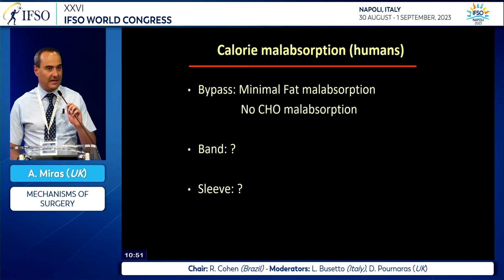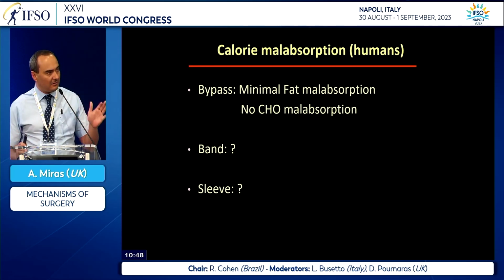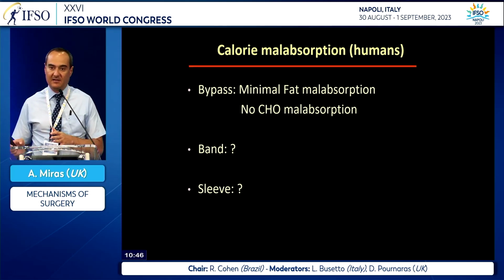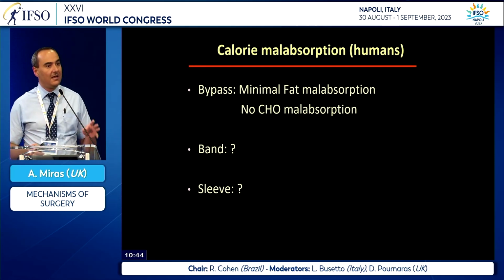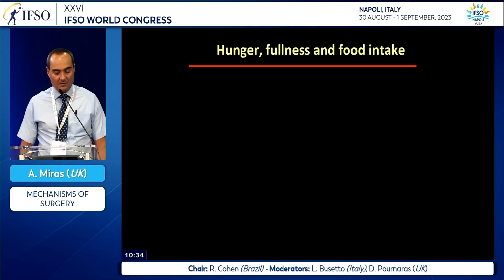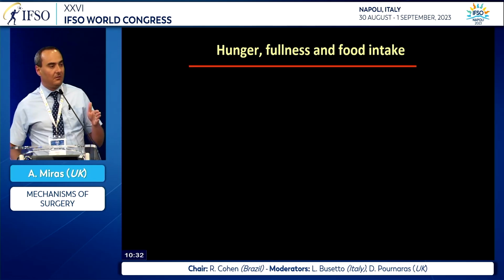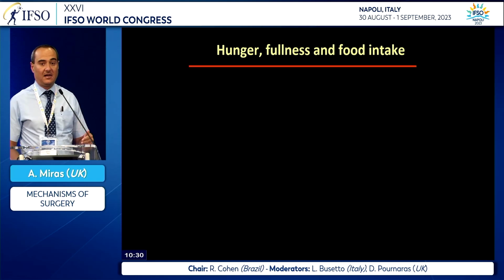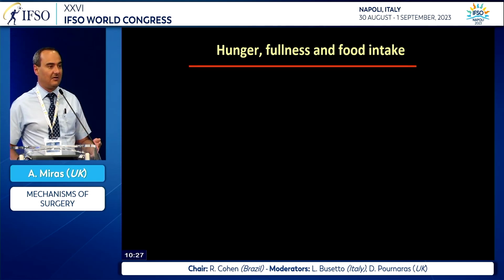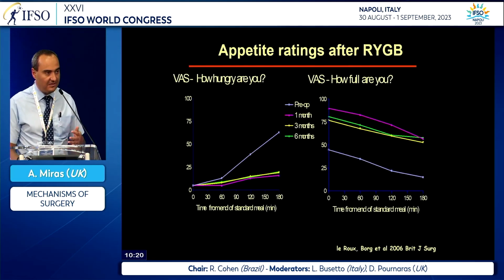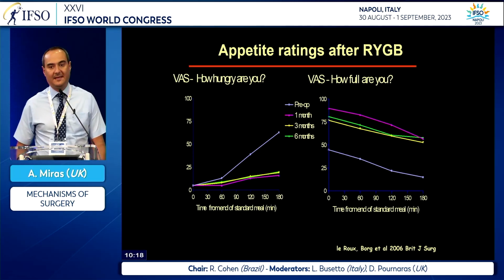There is certainly caloric malabsorption after other operations, like the biliopancreatic diversion or the duodenal switch. And these contribute to weight loss, but to a certain degree, this is unphysiological and not necessarily what we want to achieve. So, what effect does surgery have on the levers that Carl was talking about, which is hunger, fullness, and food intake? Again, I'm stressing, I'm mostly concentrating on human data.